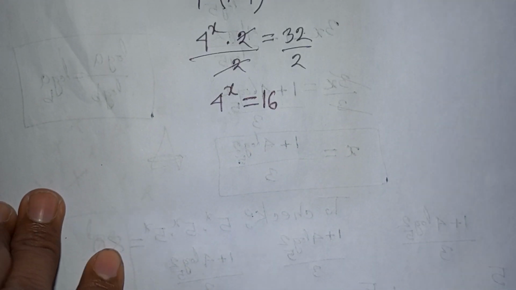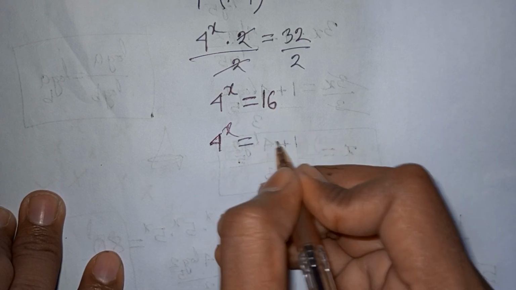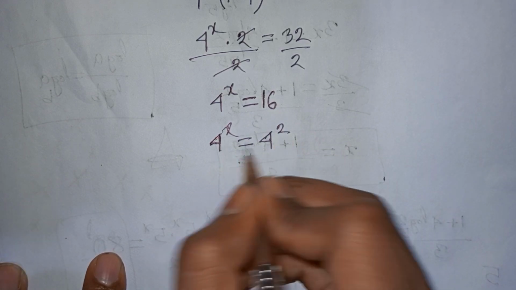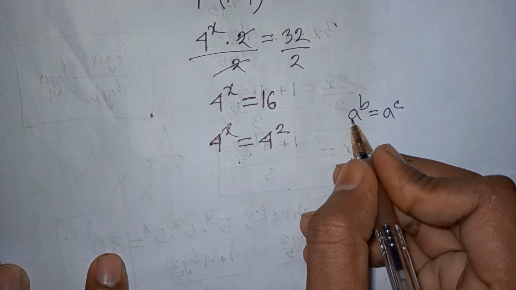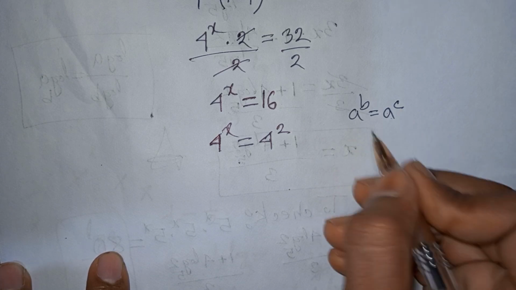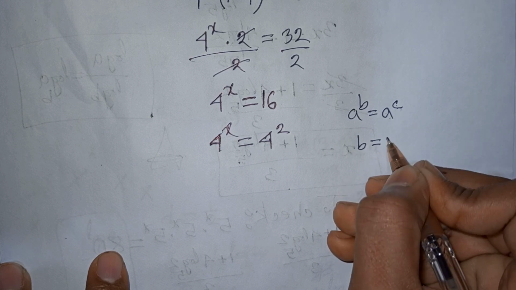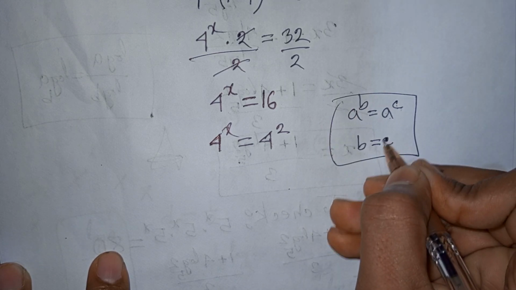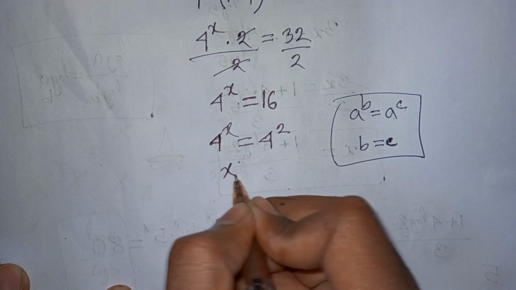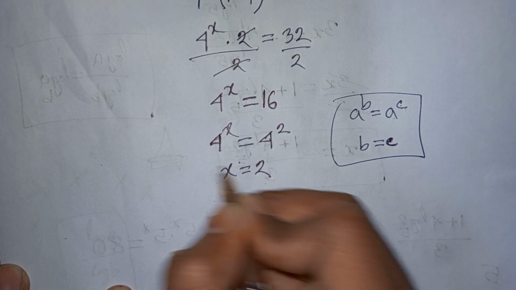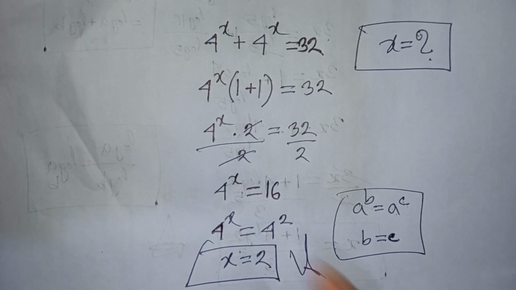In the next step we have 4^x is equal to 16, which is same as 4 squared. Here in the form of a^b is equal to a^c, a is the same base, so a will be cancelled, so b will be equal to c, that means power will be equal to power. Here 4 is the same base, 4 will be cancelled, so here x will be equal to 2. So 2 is the value of x, so this is our final answer of this equation.